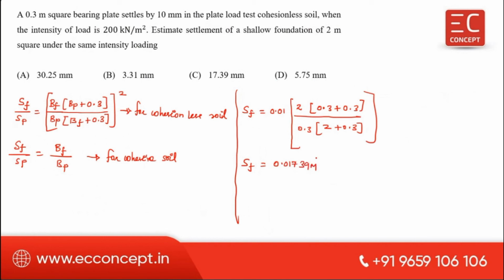In terms of mm, we are going to see: 0.01739 meter. If you multiply by 1000, then 17.39 mm is the answer. I hope you understood. Therefore, the answer for this question is C. Okay.